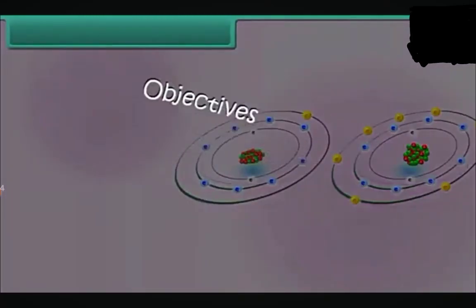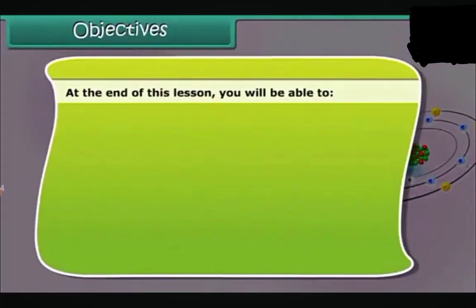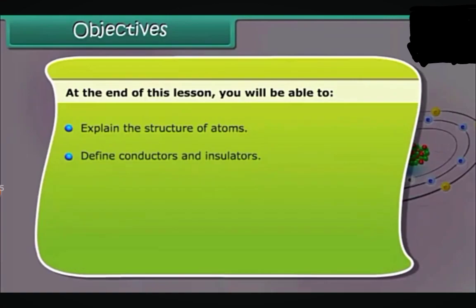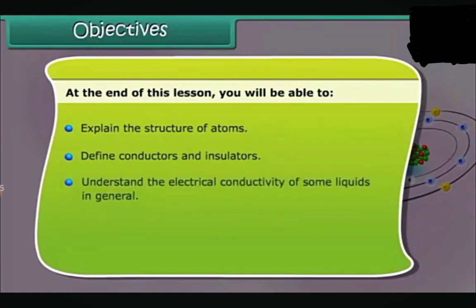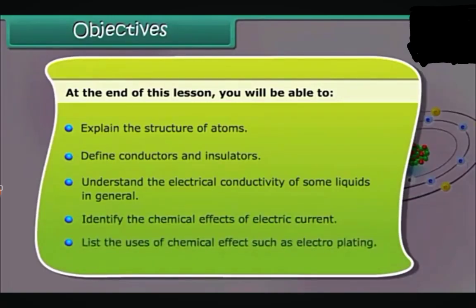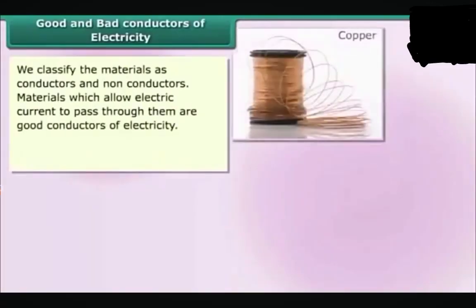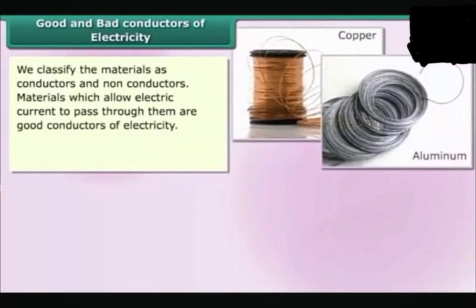Objectives. At the end of this lesson, you'll be able to explain the structure of atoms, define conductors and insulators, understand the electrical conductivity of some liquids in general, identify the chemical effects of electric current, and list the uses of chemical effect such as electroplating. We classify the materials as conductors and non-conductors.